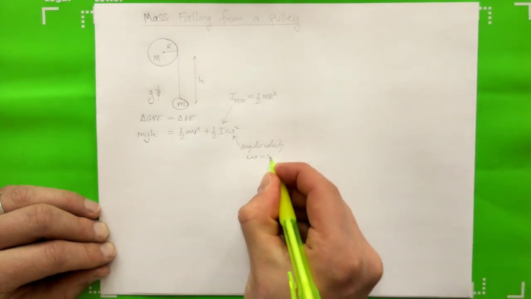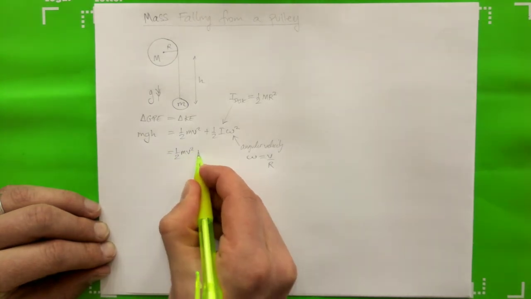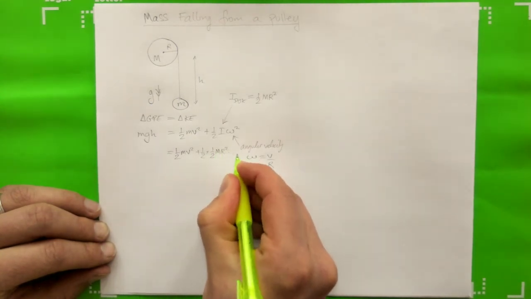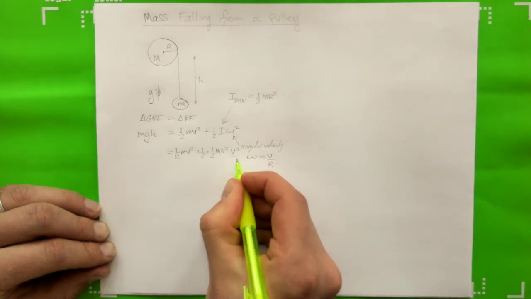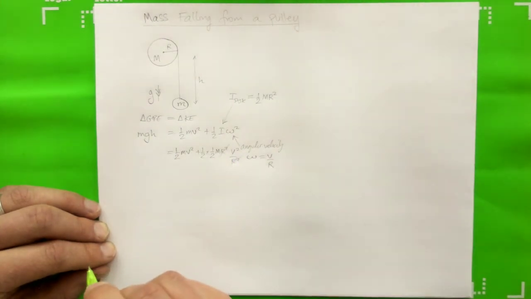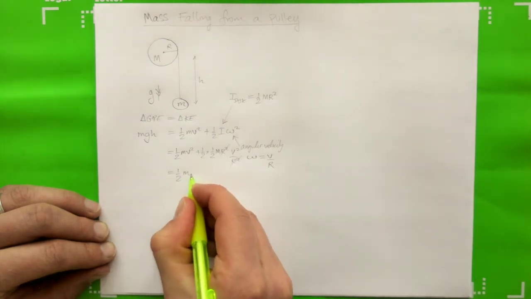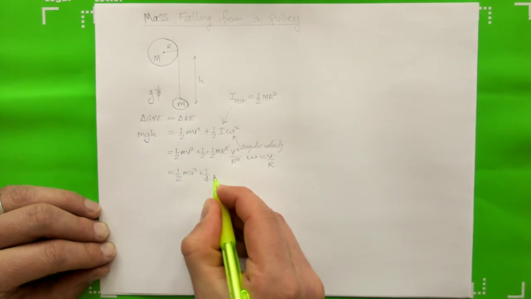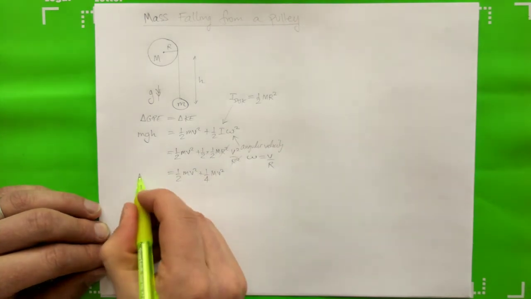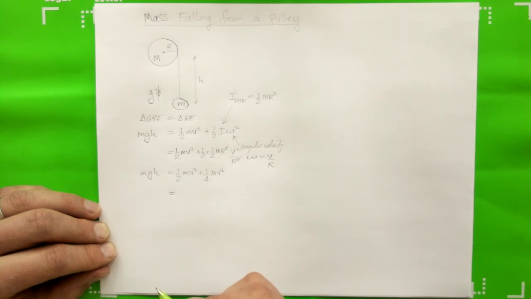So if you remember, omega is equal to v over r. So if I make all those substitutions, I now have 1/2 mv squared plus 1/2 times I, which is 1/2 Mr squared, times v squared over r squared, because we have omega squared. So we see that the radius of the pulley miraculously cancels out. So we now have 1/2 mv squared plus 1/4 Mv squared equals mgh. So we can now rearrange these terms to get v as the subject of the formula.